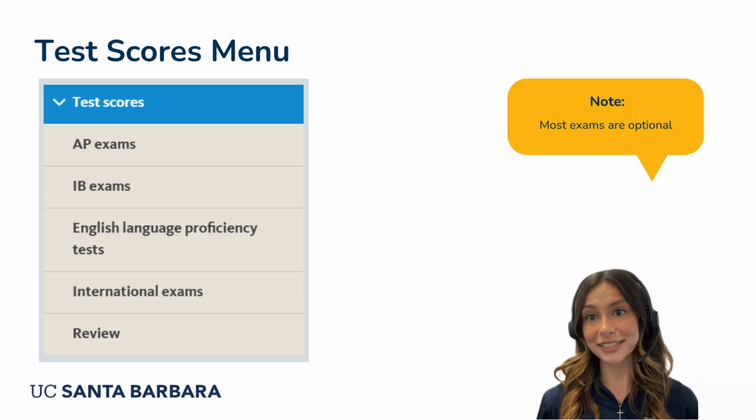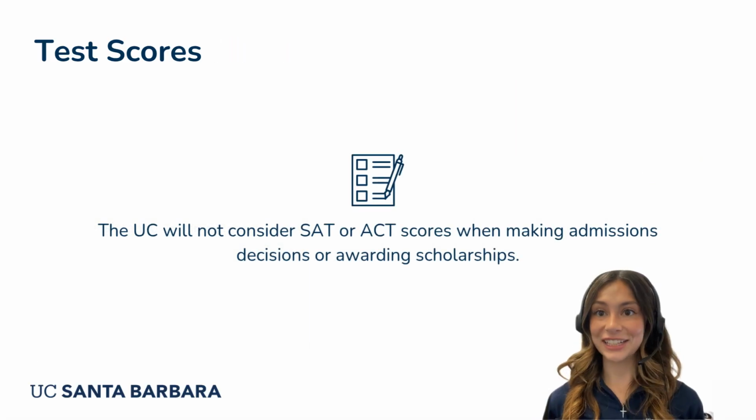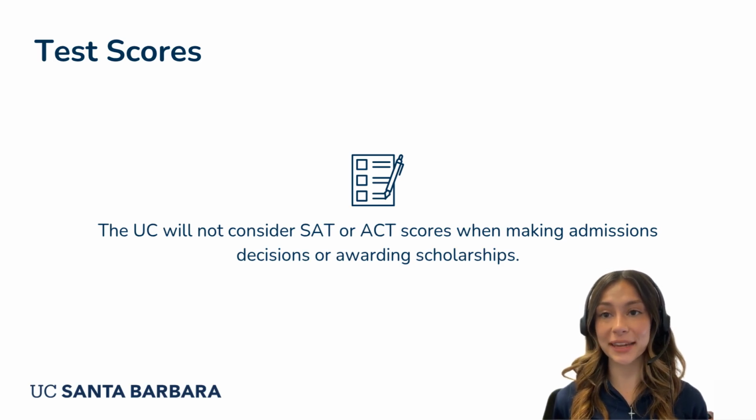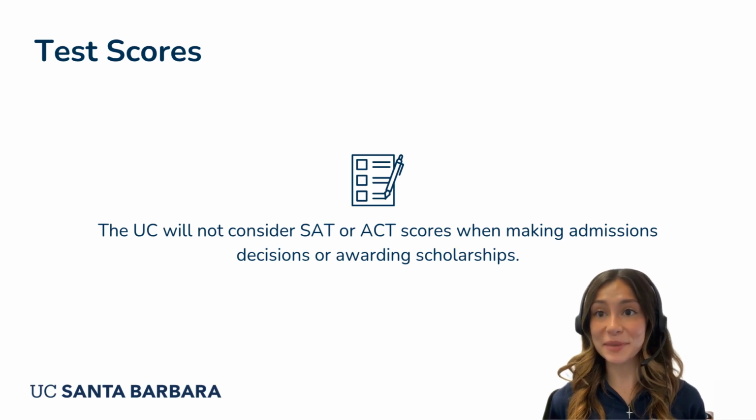After inputting your exams, you will be asked to review what you have reported. All 9 undergraduate UC campuses are test-free. The UC will not consider SAT or ACT test scores when making admissions decisions or awarding scholarships. If you are admitted and enrolled to a UC campus, examination scores such as the SAT or ACT may be used for course placement purposes only.